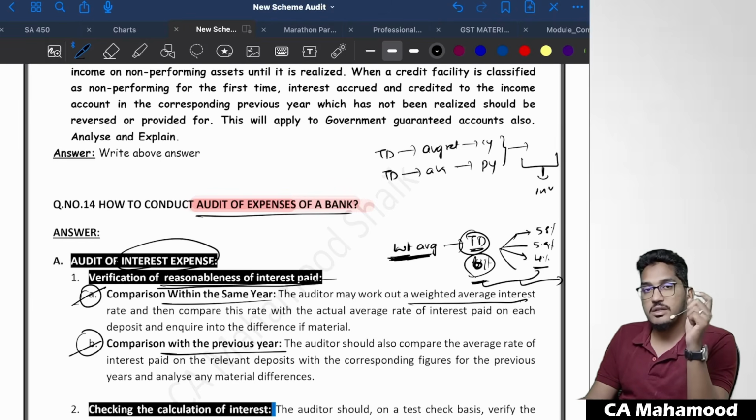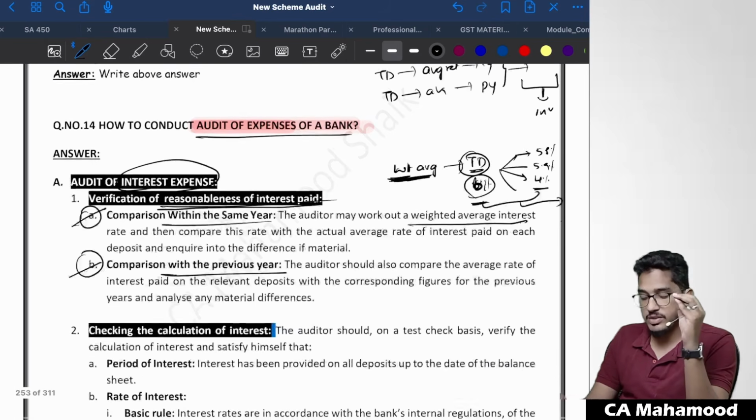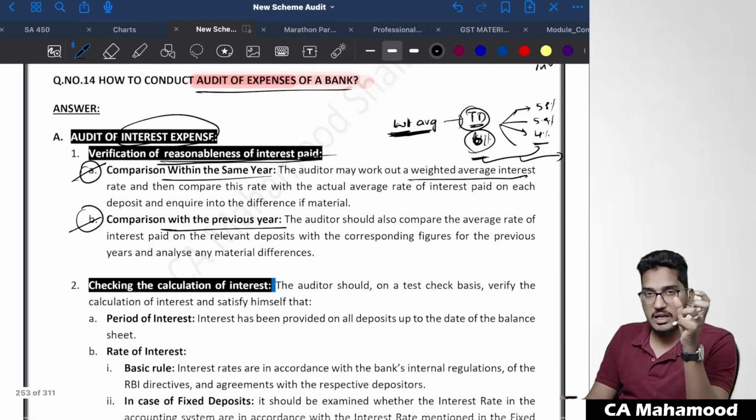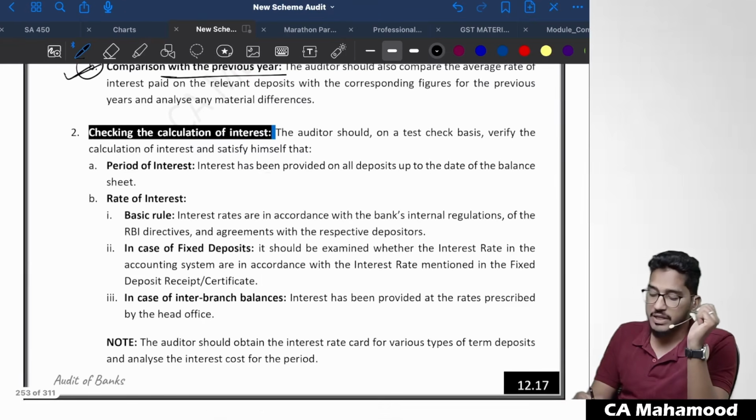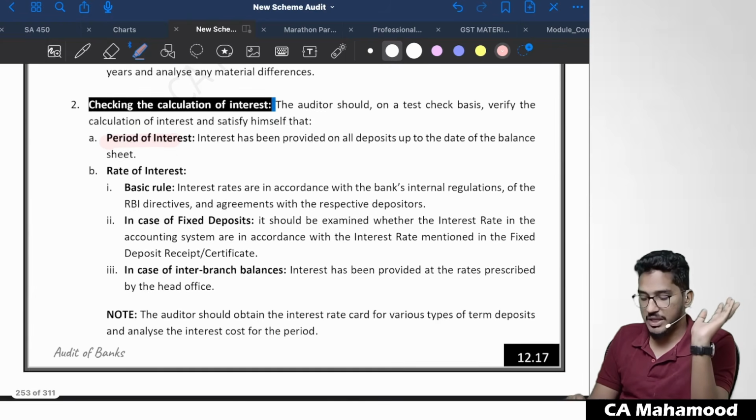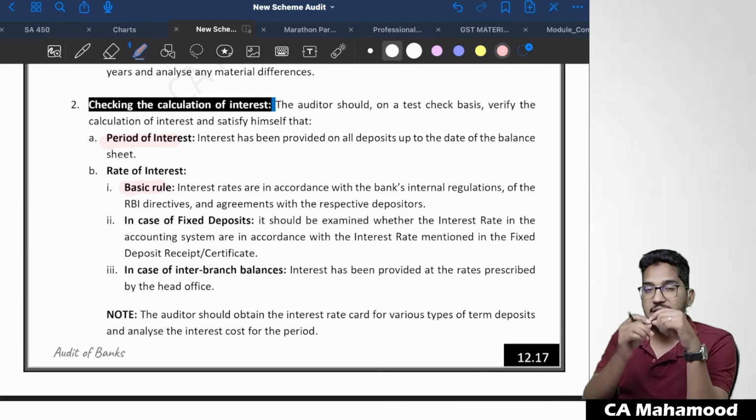So like this, the first thing to check is whether interest expense is reasonable or not. They will ask you to perform some analytical procedures. So you have to calculate this weighted average rate of interest and do some comparisons within the same year and some comparisons with the past year. Apart from that, we need to check that interest has been provided on all deposits up to the date of the balance sheet. And for interest, there will be some rules given by the RBI. We need to check that interest has been paid as per the rules given by RBI.